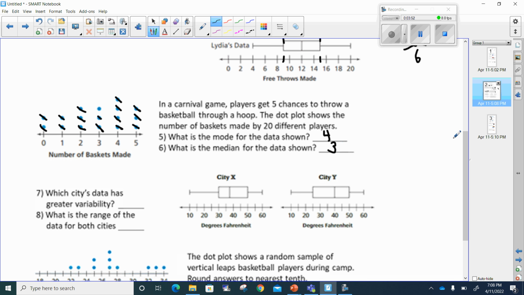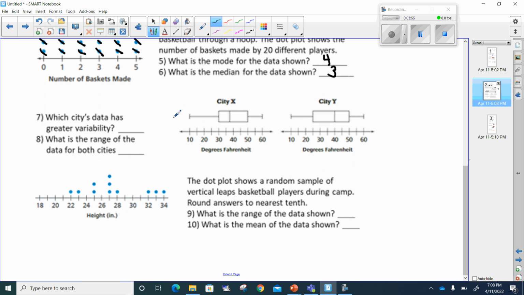All right, let's go to number 7. Which city's data has greater variability? Greater variability means which one has a wider interquartile range. First we want to see about the range. The range for both of these is 60 to 10, which means 60 minus 10. So they both have a range of 50. That really doesn't help much. But we can check the third quartile minus the first. On this one it is 50 minus 30, which is 20.